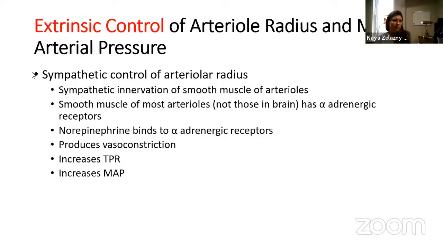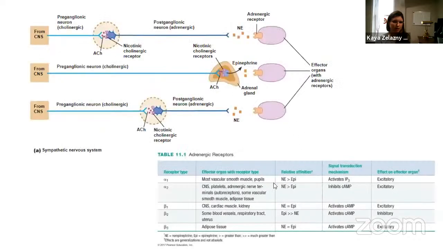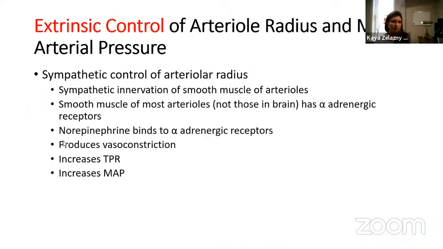The smooth muscle of most arterioles, but not those in the brain, because we want to make sure that our blood flow to the brain really doesn't get messed with, has alpha adrenergic receptors. So most arterioles have alpha adrenergic receptors, which, if we flip back, like norepinephrine a lot. They like epinephrine a little bit.